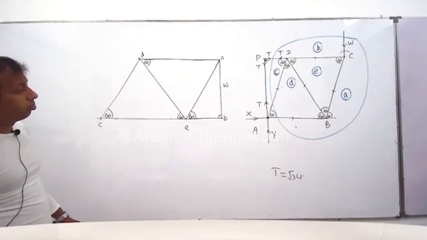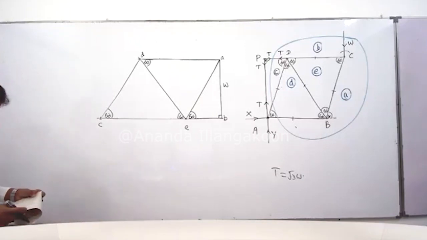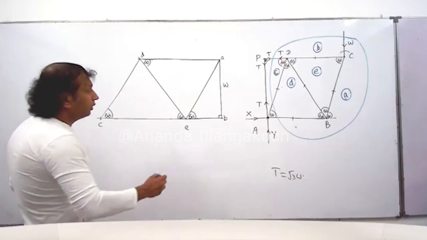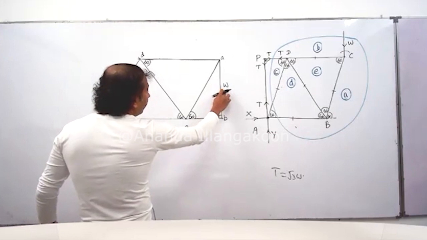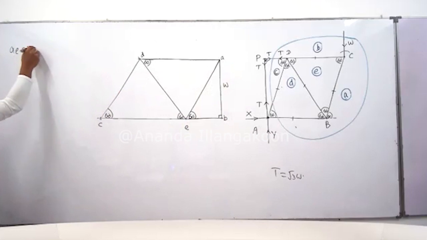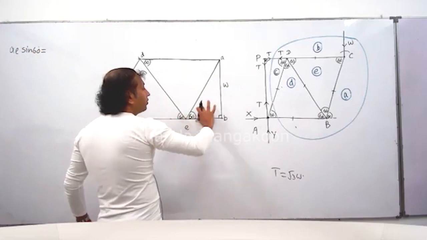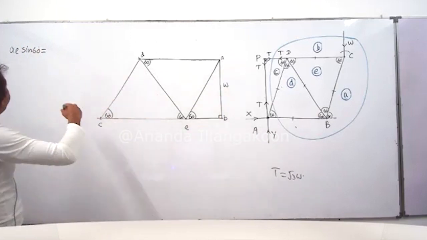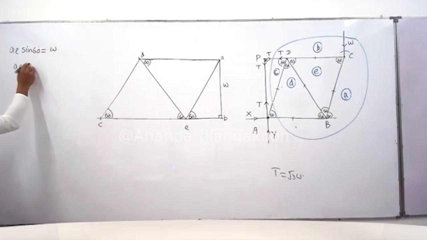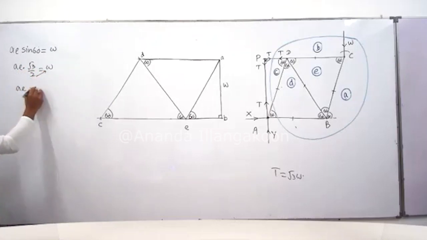Now we need the length. The length you can very easily find. You can write this one. This is W, no? Then AE sine 60. This is 60, this is AE. AE sine 60 means this length, W. Sine 60 is root 3 by 2. Then AE we can write as 2W over root 3.